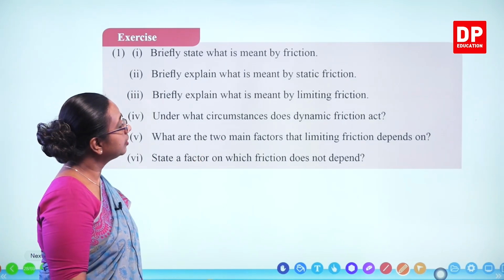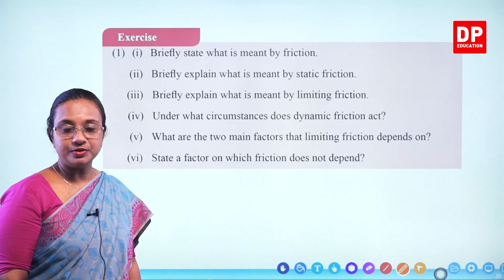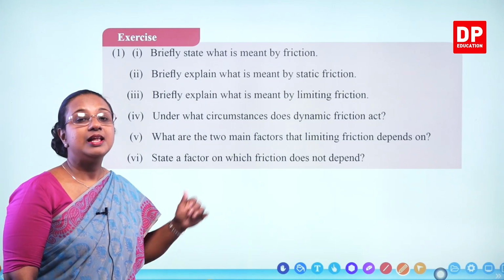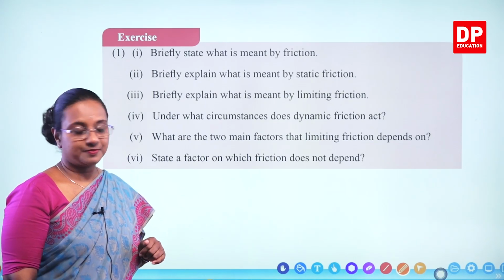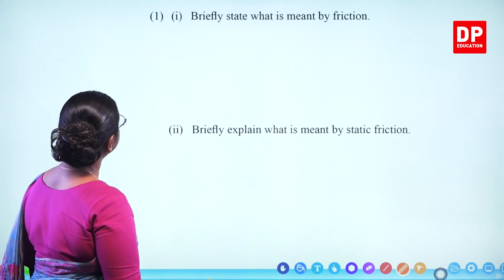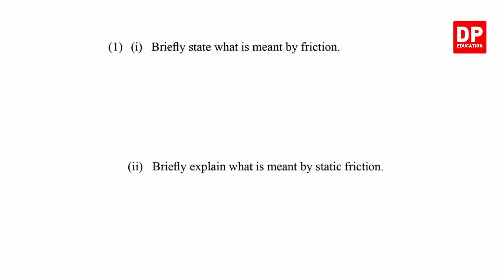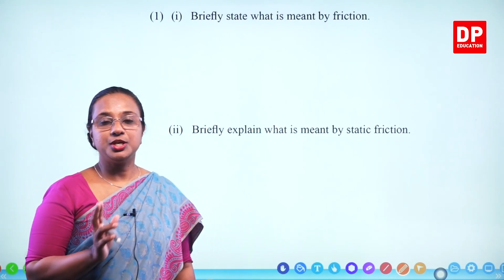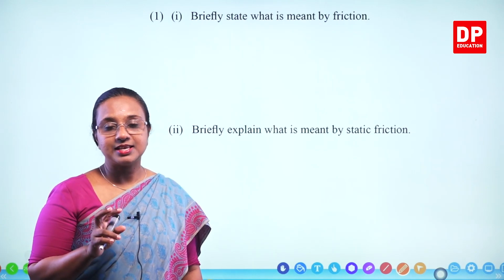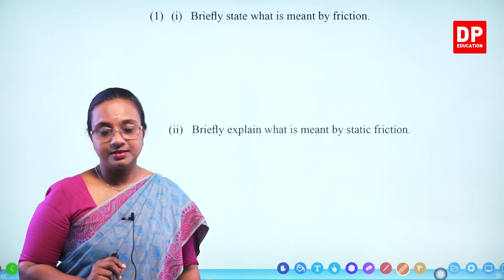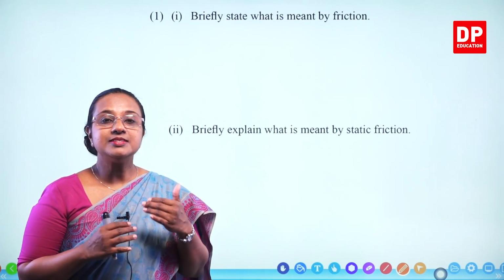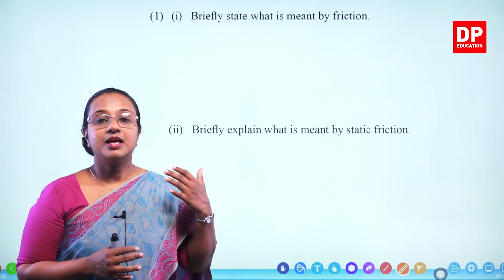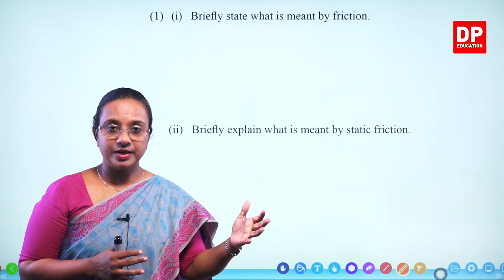So these are the questions given to you in your textbook. I am sure you have already answered these questions. Let us discuss the answers. Briefly state what is meant by friction. So students, by now you know friction acts in two different situations. One is on an object that is trying to move, and the other instance on an object that is moving.